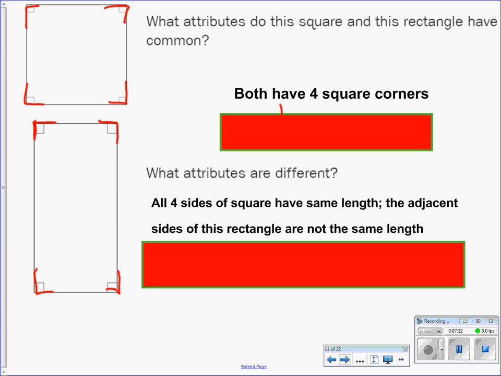And how they're different is all 4 sides of a square are the same length, and we know that the adjacent sides of a rectangle are not the same length. Okay, so these 2 would be the same length, and these 2 would be the same length. Okay, but this one here is not the same as this side here.